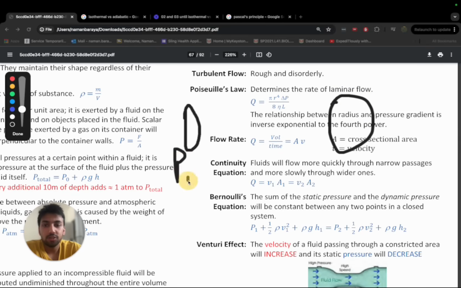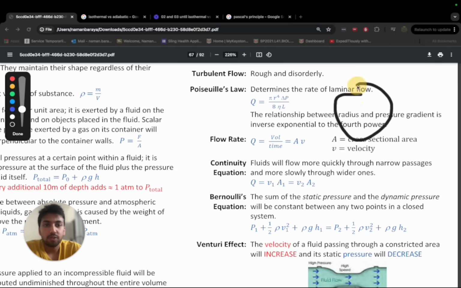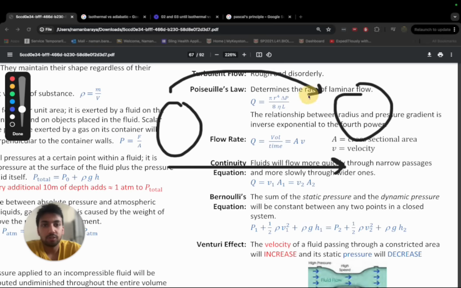This P initial is going to be larger than the P final. So there's less pressure at the final point than the initial pressure. And that makes sense, because you need a lot of pressure to get it from here to here. And so that's why fluids flow from high pressure to low pressure.